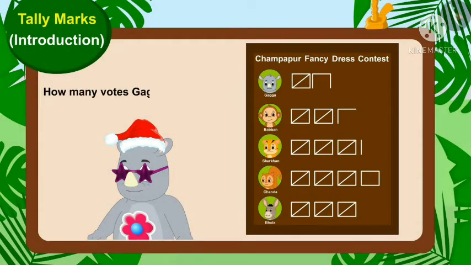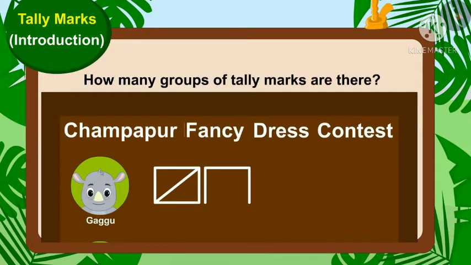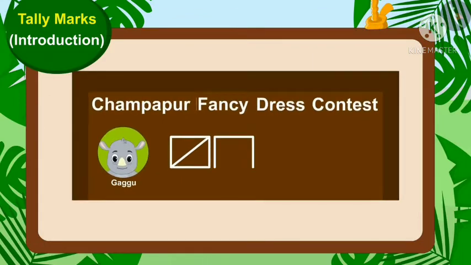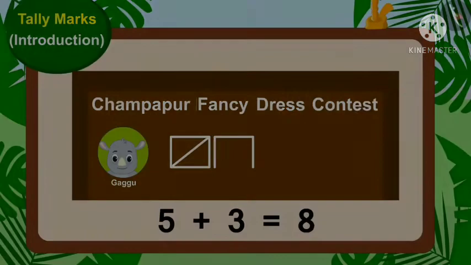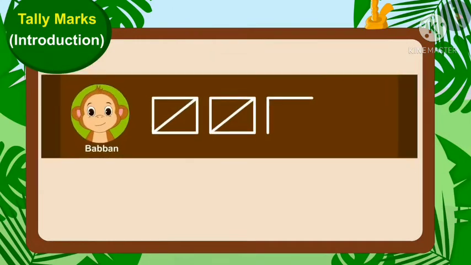Let us see how many votes Gaggu has received. How many groups of tally marks are there? Yes, there is only one group of tally marks and 3 lines. This means Gaggu has got 5 and 3, 8 votes. Children, can you tell us how many votes Babban has got? Yes, absolutely right. There are 2 groups of tally marks and 2 lines in front of Babban's name. This means Babban has got 12 votes.